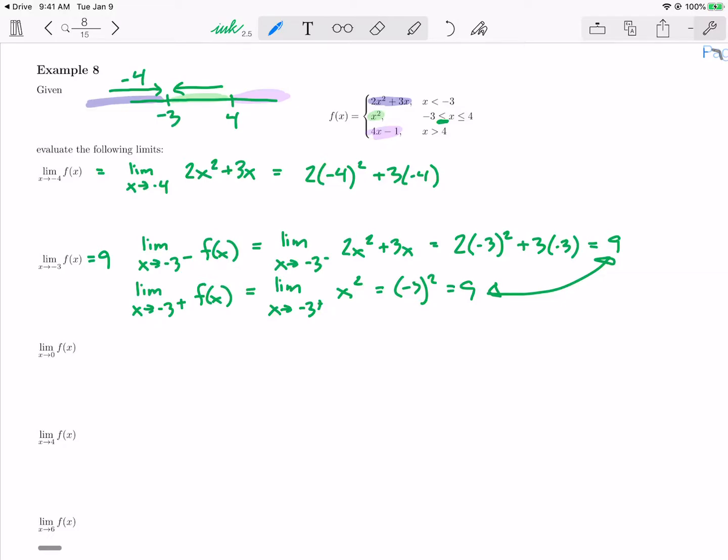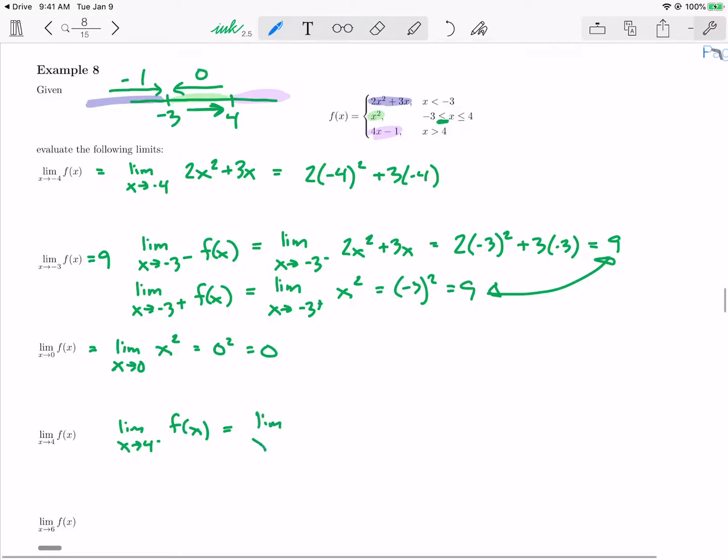Now 0, limit as x goes to 0. 0 lives here in the green space, so I've got the limit as x goes to 0 of the x squared. So that's simply 0 squared is 0. 4 is one of those places where it cuts off. So when I go from the left, limit as x goes to 4 from the left of f of x, I have to use the middle piece. Since as I come from 4 from the left, I'm in that green space.